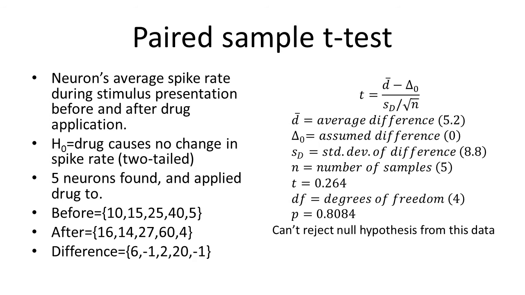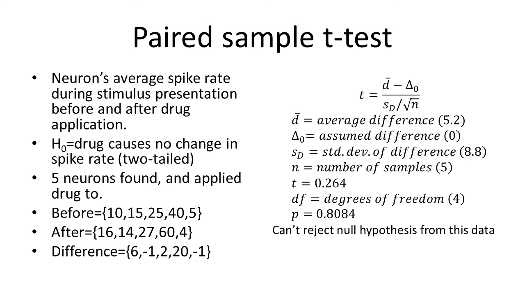So that's here, 6, -1, 2, 20, -1. And then that difference is represented as the mean of that difference, which is d bar, the average difference. Here it's actually 5.2. And then from that you subtract the assumed difference, which here is just going to be 0. And then plug in the other related values, and you get a t.